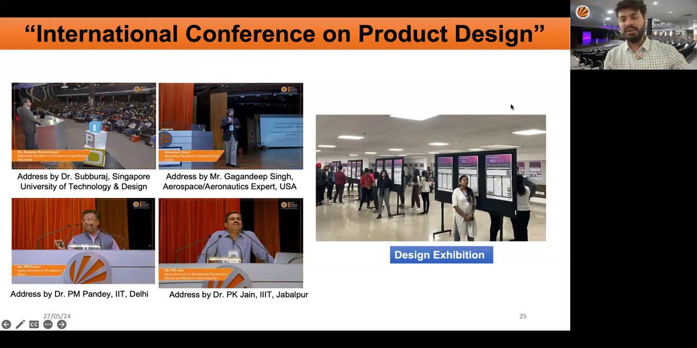Students also present their product ideas, whether it is a furniture idea, a product idea, or a healthcare idea, whatever idea they have, during a poster session in the international conference. So students have opportunities to interact with professionals from abroad and from India. They get a good opportunity to learn what is going on in the global environment while participating in this conference.